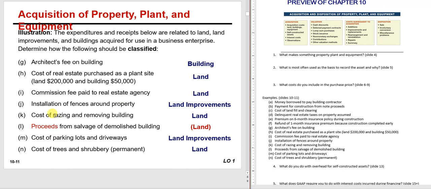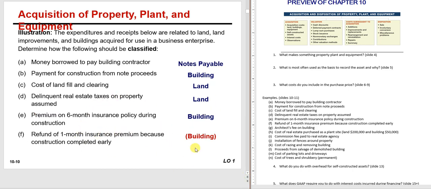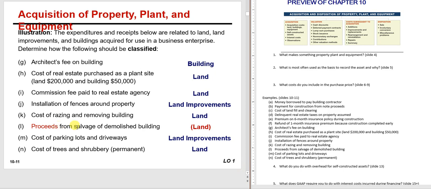Notice the cost of razing, which means bulldozing and removing a building, is added to the cost of the land because the intended use of the land is to get it ready for a building. But if I get some proceeds from the salvage, so if I demolish a building that had a lot of copper in it and I sold the copper, I would take that against the land. So notice again, just like in the previous one where I had a refund of an insurance premium, if I get proceeds from the salvage, it's a negative to land. So in other words, if this cost me $100,000, but I got $20,000 back from the salvage, my land would go up by $80,000, the net of it. Okay, you can kind of read through those.